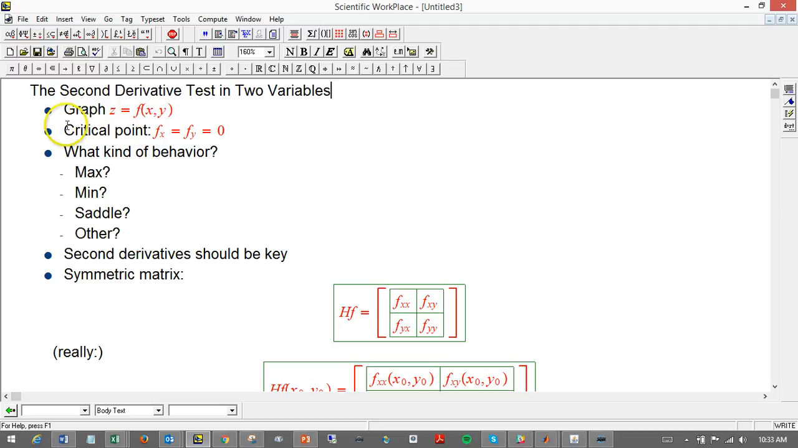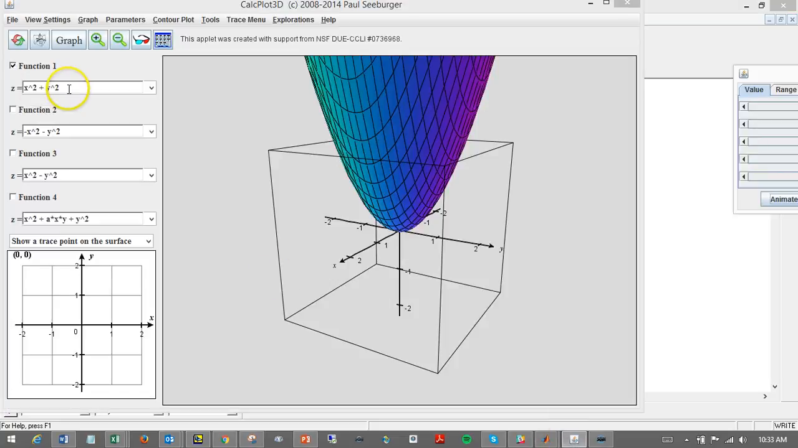So I'm going to look at the graph of a function z equals f of x, y. So for example, maybe z equals x squared plus y squared. That's a nice parabolic bowl. It's a circular paraboloid, in other words. Very straightforward. We know what that looks like.